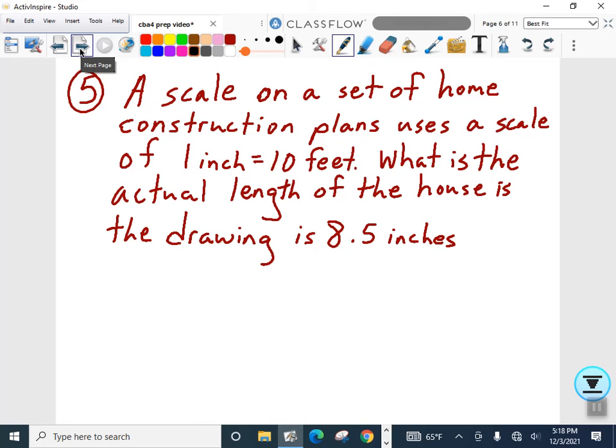Number 5. A scale on a set of home construction plans uses a scale of 1 inch equals 10 feet. What is the actual length of the house?